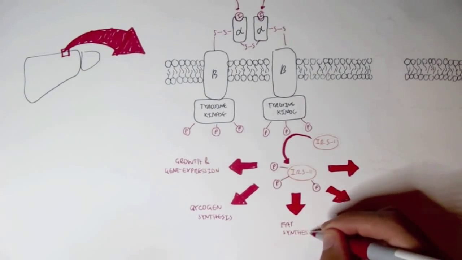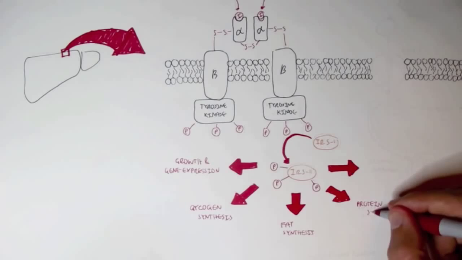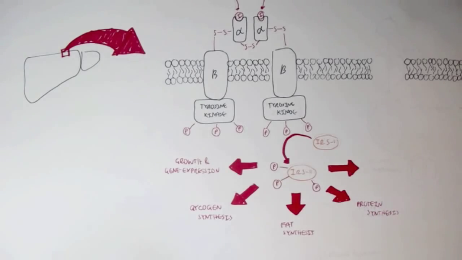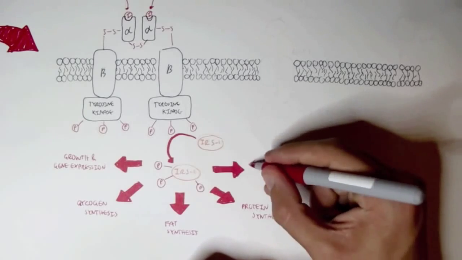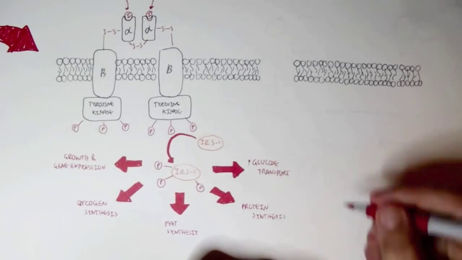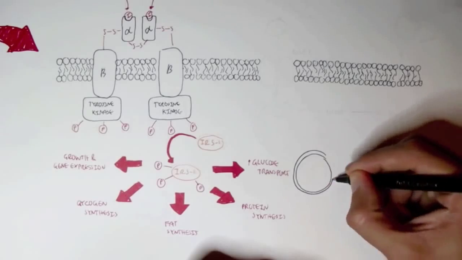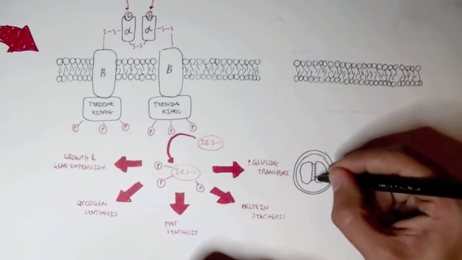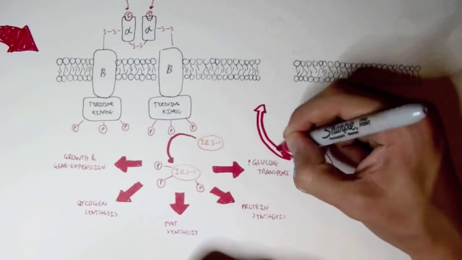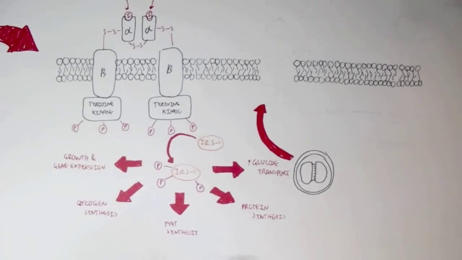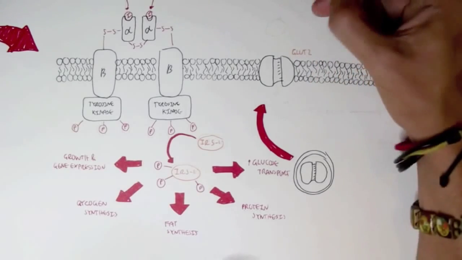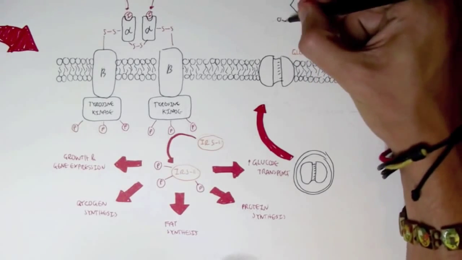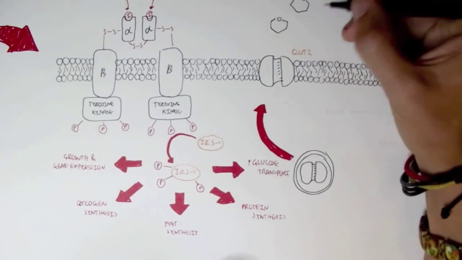IRS1, once phosphorylated, will also promote fat synthesis, so the synthesis of triacylglycerols. IRS1 will also stimulate protein synthesis. Once it absorbs amino acids, it will make proteins. And also importantly, IRS1 will increase the expression of glucose transporters. What this means is that glucose transporters in the inner membrane will travel out to the plasma membrane, to the outer membrane. And in this case, the liver has a special glucose transporter called GLUT2.